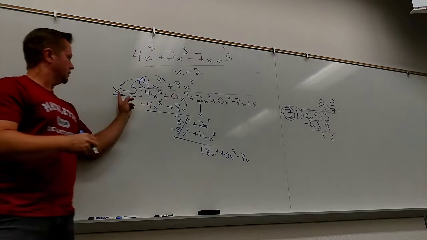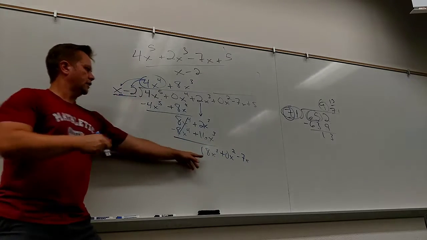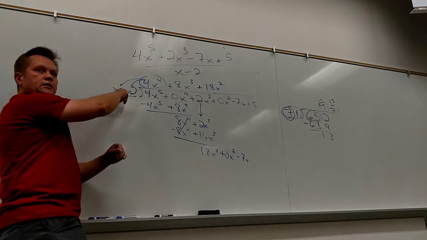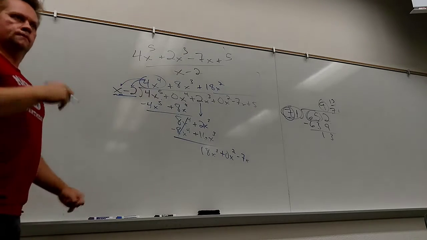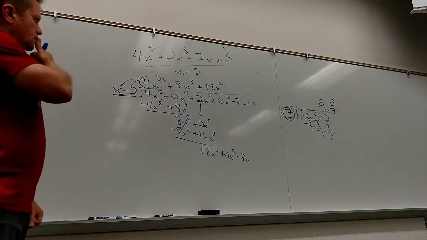So then I look, these numbers get big pretty quickly. I need 18x squared. It's kind of nice when it's just an x here. Whatever the number is, it's going to be a part of what I need. Can you explain to me why the 8x cubed times negative 2 comes out to positive 16x?